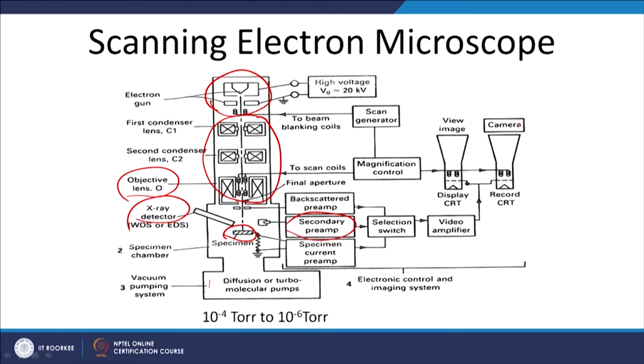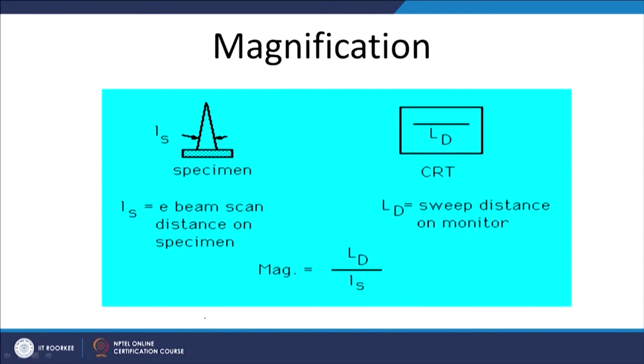So, there are 4 parts in there. One is the electron gun, another is the optics, another is the specimen sample chamber where you keep the specimen under vacuum, and then there are some detectors. All the system is kept in a high vacuum, 10 to the power minus 4 torr to 10 to the power minus 6 torr. So, that was the circuit diagram of an SEM, and in terms of the magnification we also gain a lot.